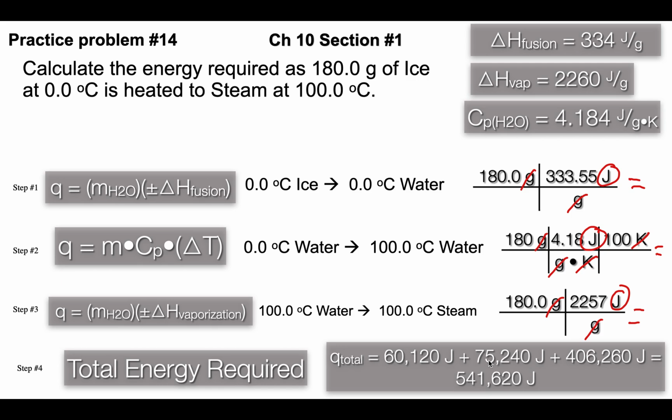And the total would be 541,620 joules. If I were to use sig figs, I know how much you guys love sig figs, I guess that would be 541,600 joules.